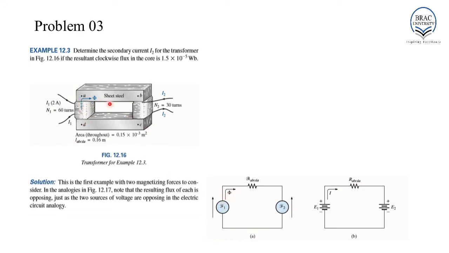Since only one type of material is used, sheet steel, reluctance will be represented by one element. Now, in the equivalent electric circuit, note that the resulting flux of each is opposite, just as the two sources of voltage are opposing in the electric circuit analogy.